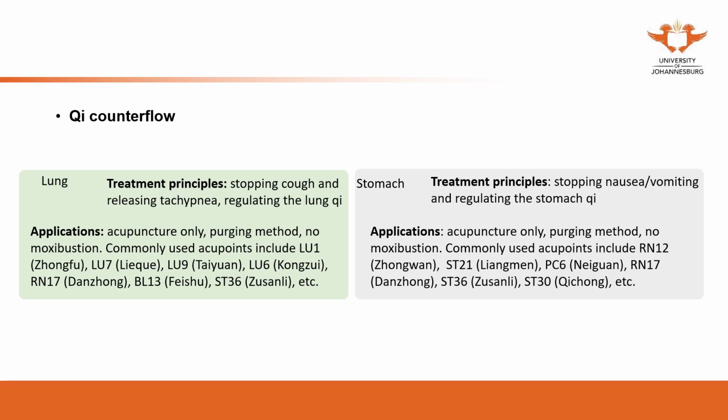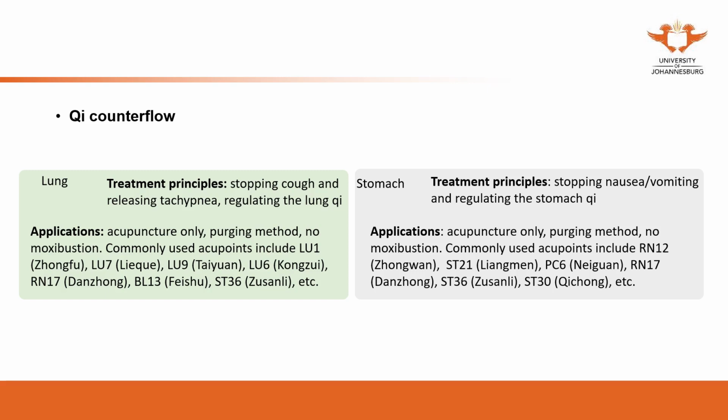Qi counterflow means that the qi doesn't move in a normal direction. For lung qi counterflow, the patient may present with cough and tachypnea. The principle for counterflow is that we need to recover the function of the organs. For the lung, we're going to use acupuncture with a reducing technique. You can choose Lung 1, 7, Lung 9, Lung 6, Ren 17, Bladder 13, and Stomach 36.